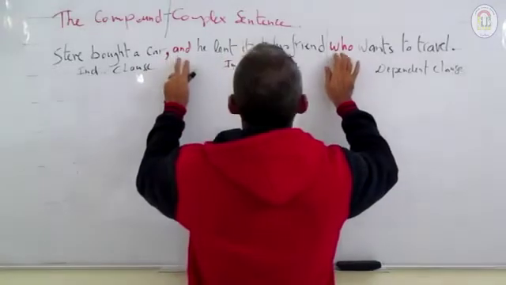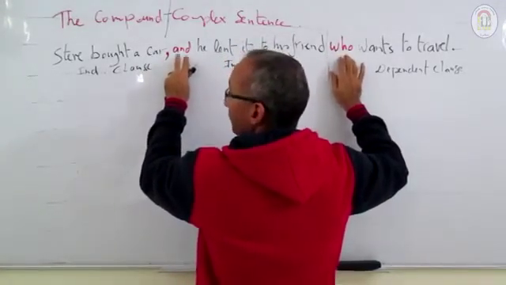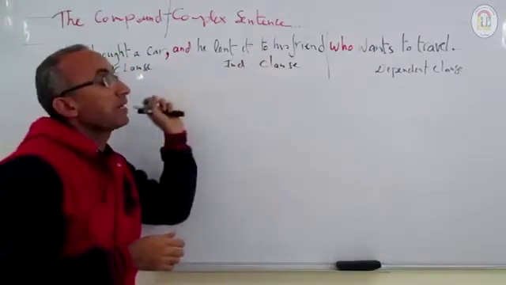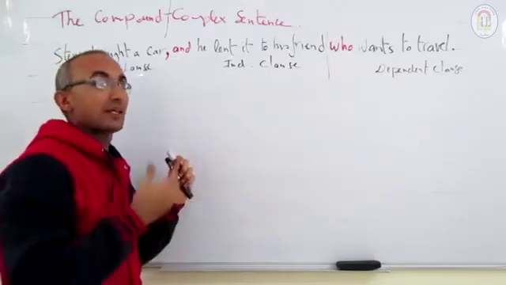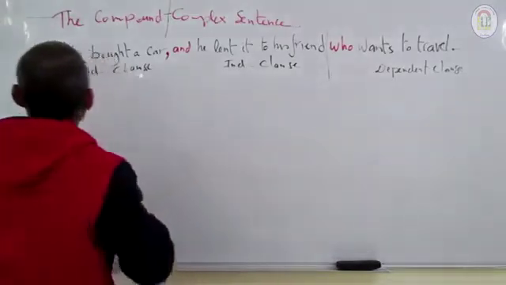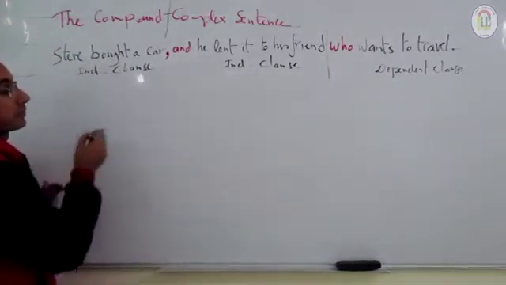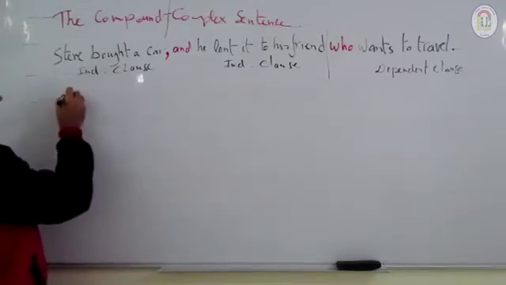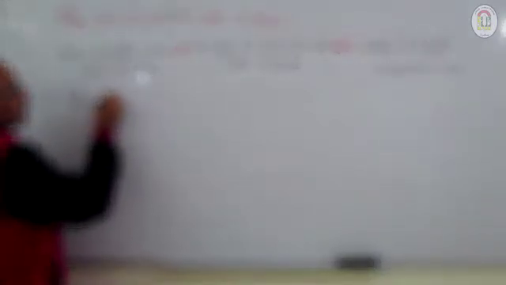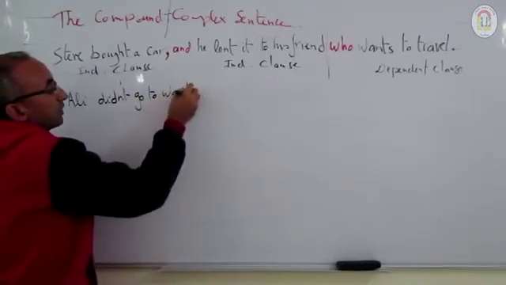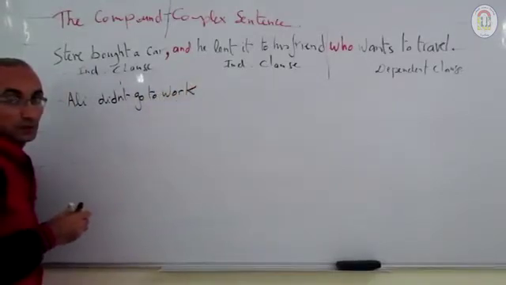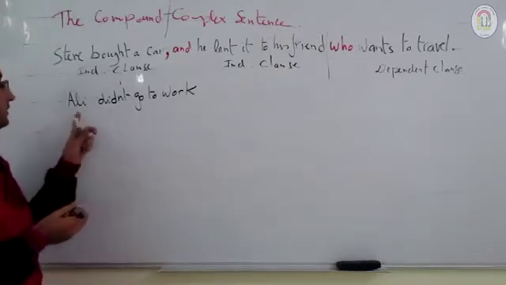So when they come together in one sentence, be sure that it is what? A compound complex sentence. Clear? A compound complex sentence. Let's take another example. Example on the right: Ali didn't go to work. Right. Ali didn't go to work.